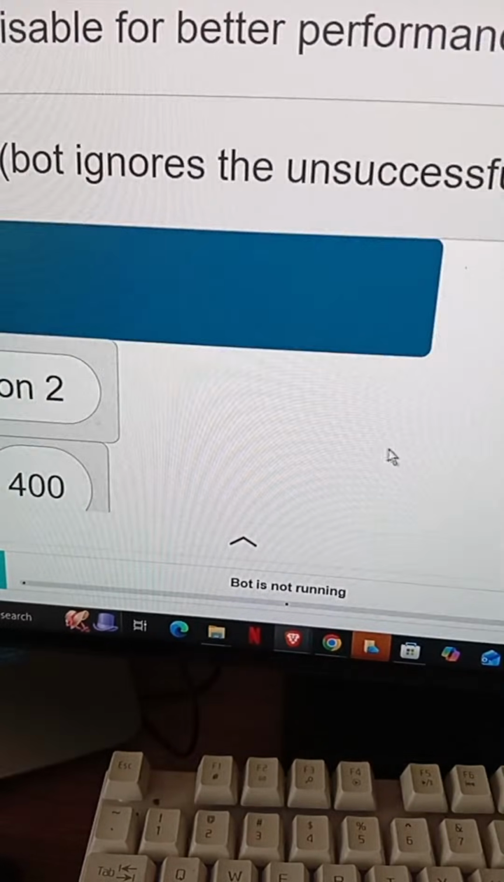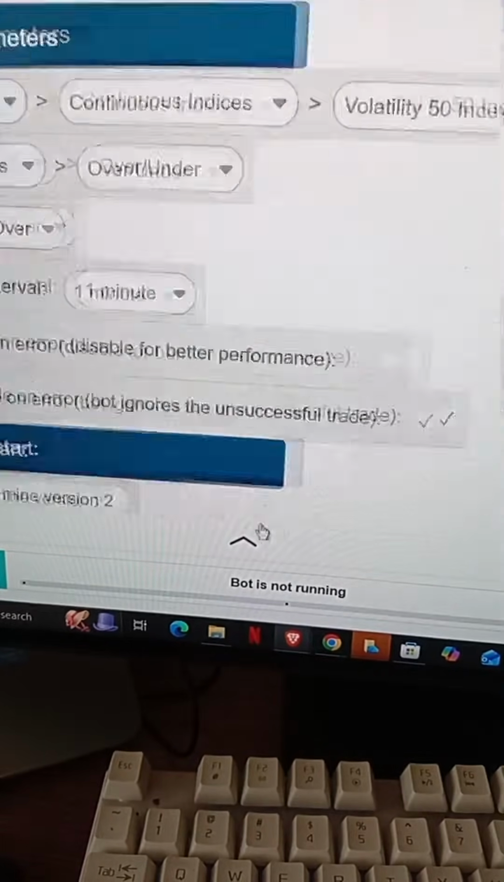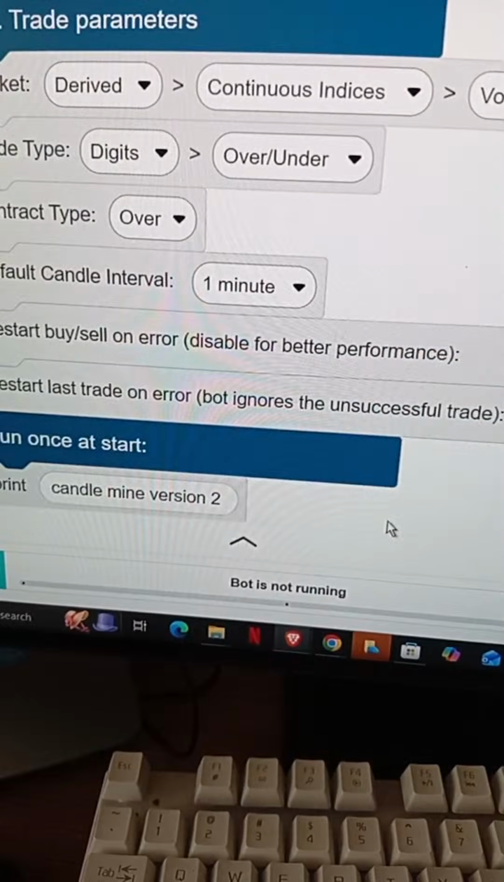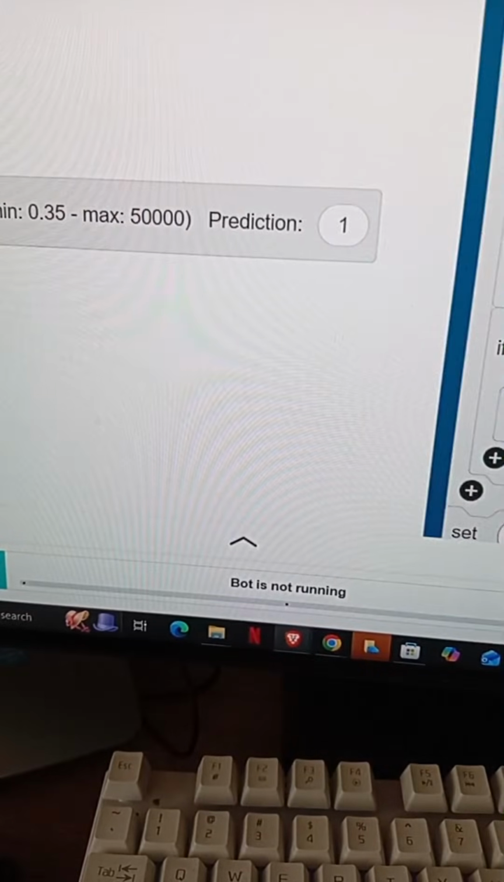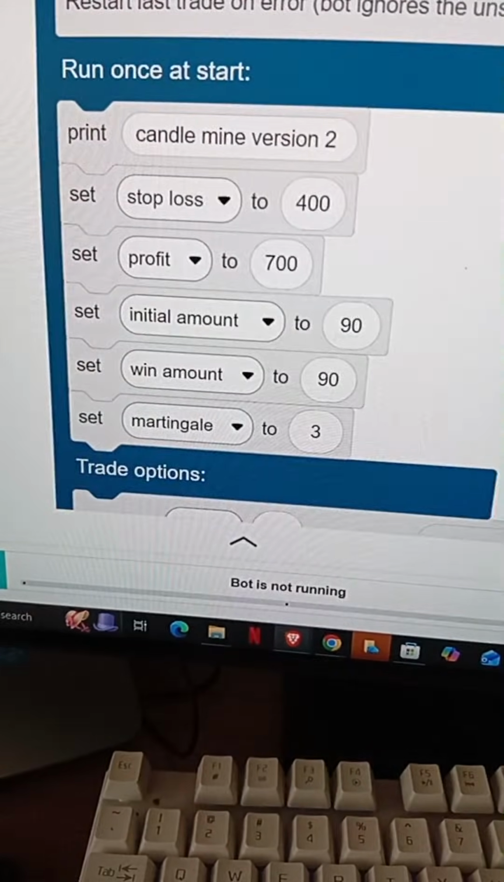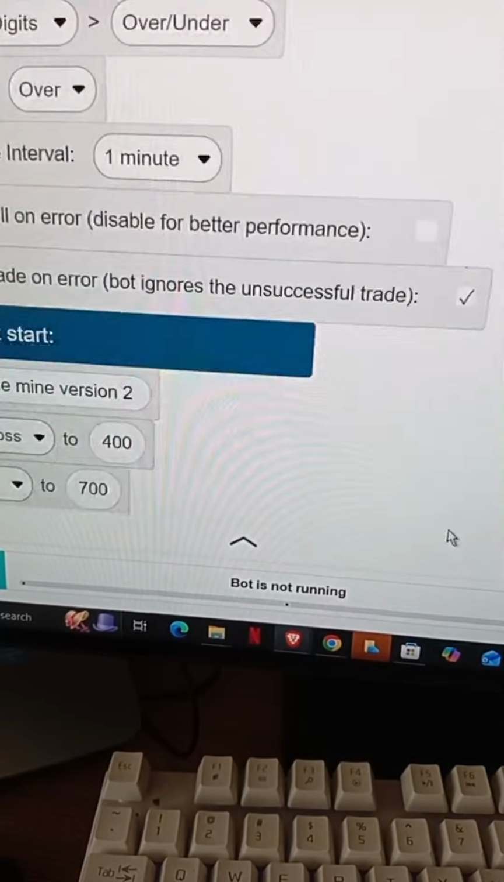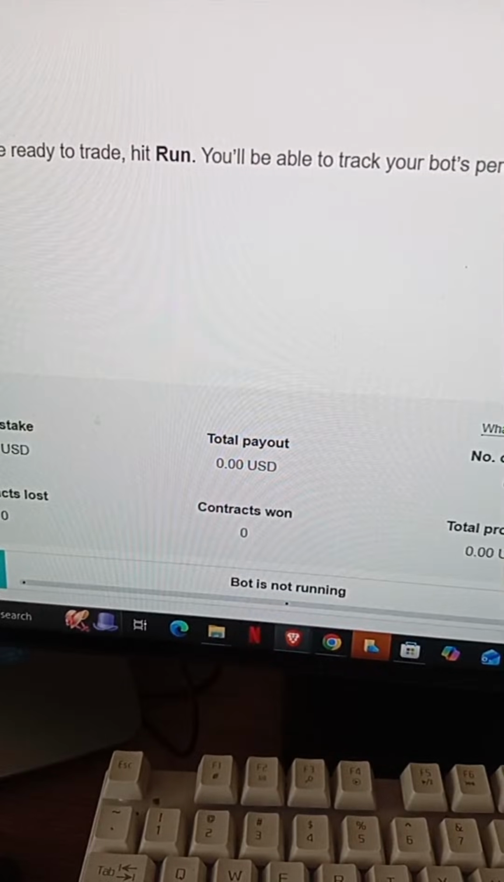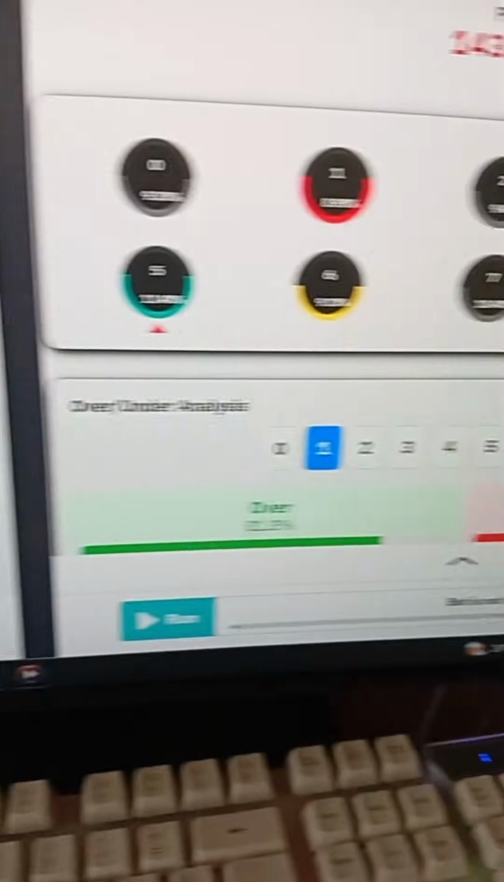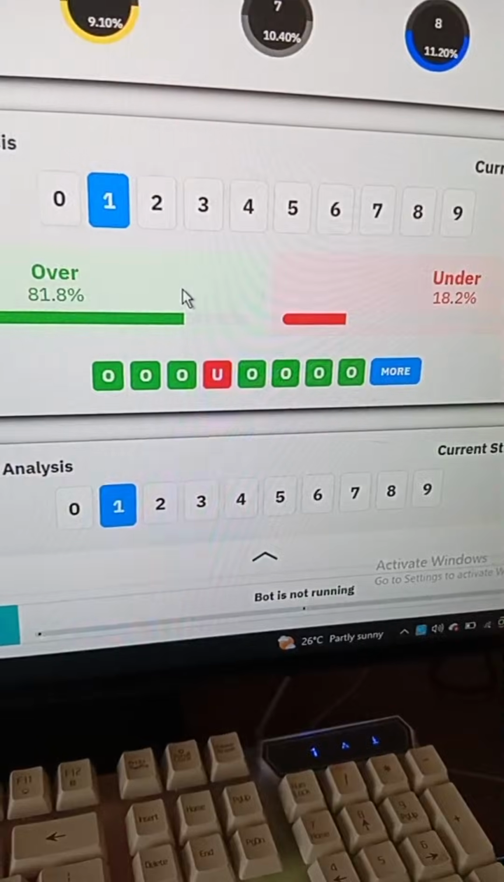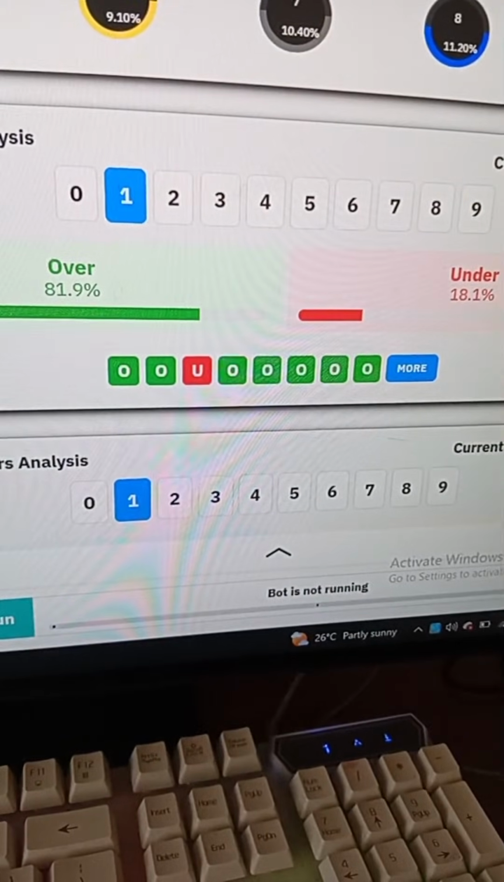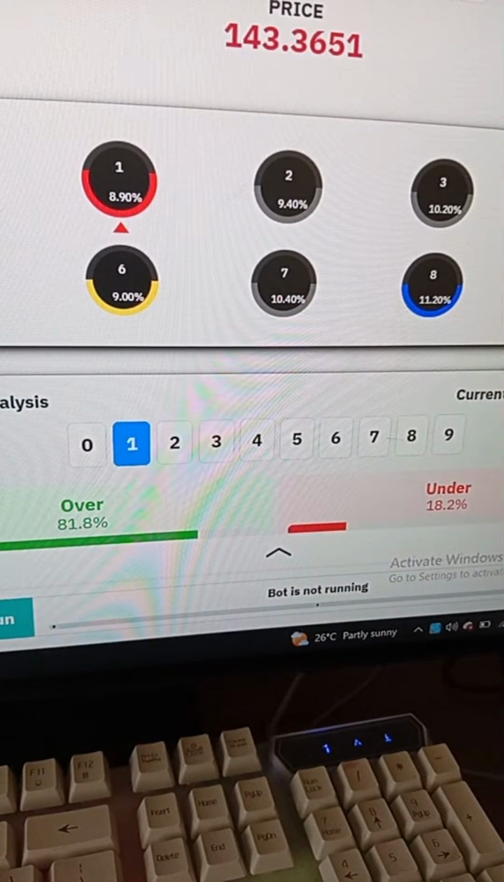Let me show you. Volatility 50 index over and then over 1. All right, everything is set. The initial stake amount, stop loss, target profit, everything is beautifully set. It is time for us to run our bots. All right, be ready, guys. When I say run, we enter with full force. If it is stop time, we stop. All right. Volatility 50 over 1.